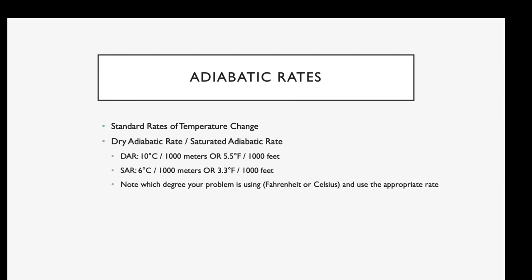The saturated adiabatic rate, or SAR for short, is 6 degrees Celsius per 1,000 meters in the metric system, or 3.3 degrees Fahrenheit per 1,000 feet in the English system. The DAR is used when the air is unsaturated or hasn't reached the dew point temperature yet, or 100% relative humidity. The SAR is used when the dew point temperature has been reached and is past 100% relative humidity. Remember to use the correct degree system, Celsius or Fahrenheit, depending on the units in the problem.